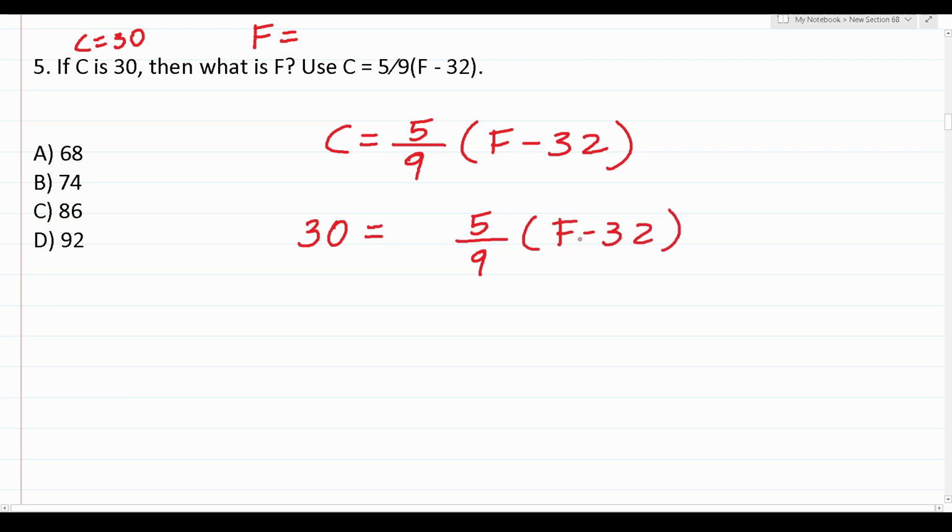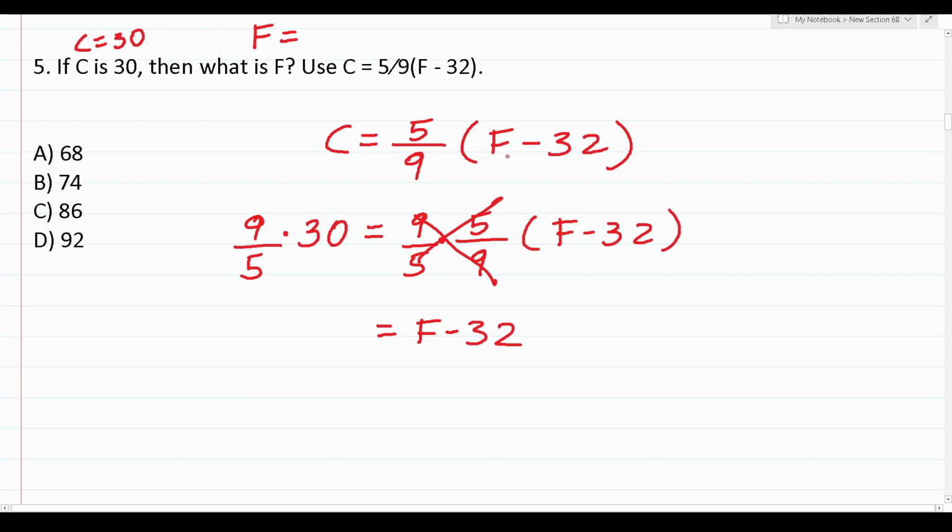All right, we're solving for F. And as we can see, it's stuck in these parentheses over here. So the very first thing I'm going to do is clear this fraction of 5/9, which means I'm going to multiply it by its reciprocal of 9/5. And I have to do that to both sides of the equation here. This 9 and this 5 cross out, which leaves you with just F minus 32 over here. But that said, now we have to deal with this.